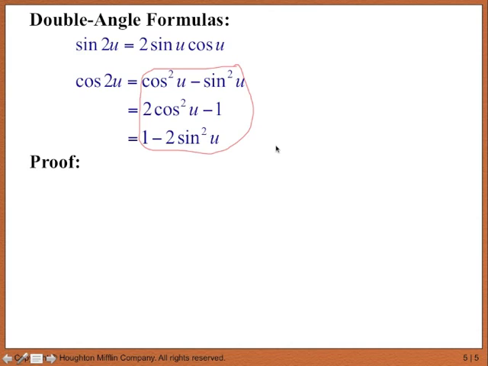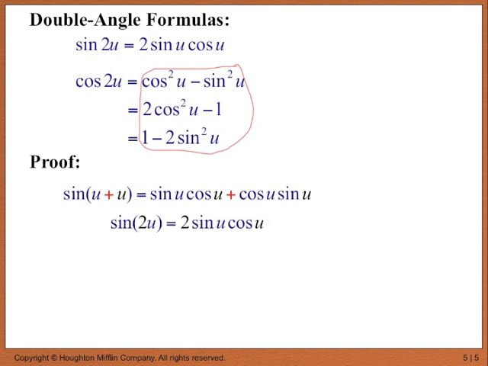Let's start with sine 2u. Sine 2u is the same as sine of u plus u, and then we can just use the sum and difference formulas that we already have proven, and we get sine u cos u plus cos u sine u, and that is the same as 2 sine u cos u.